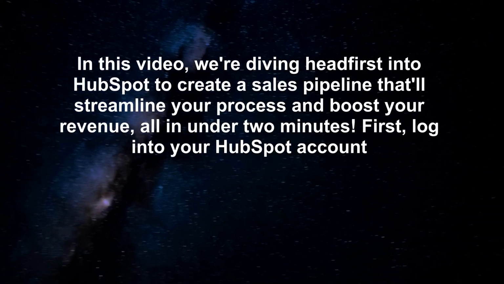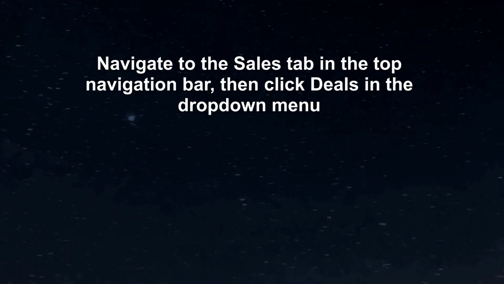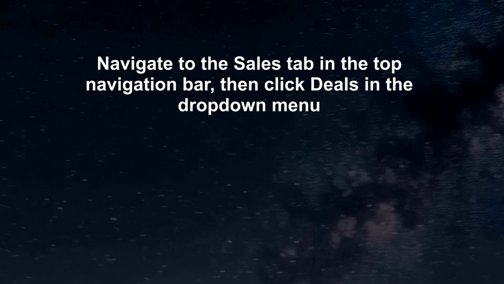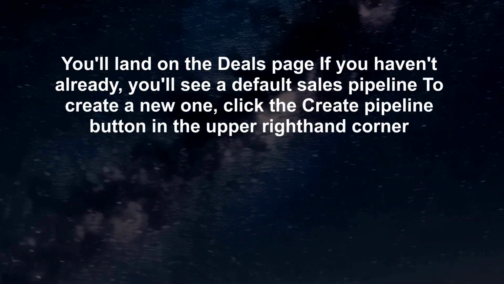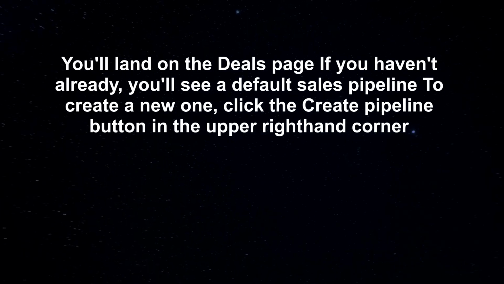First, log into your HubSpot account. Navigate to the Sales tab in the top navigation bar, then click Deals in the drop-down menu. You'll land on the Deals page if you haven't already. You'll see a default sales pipeline.